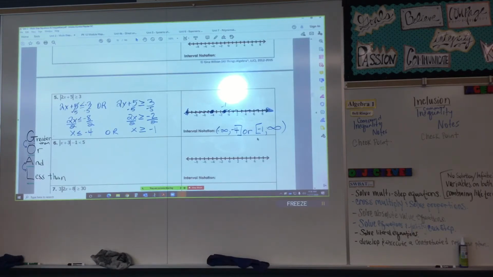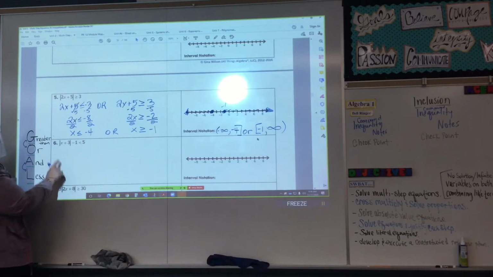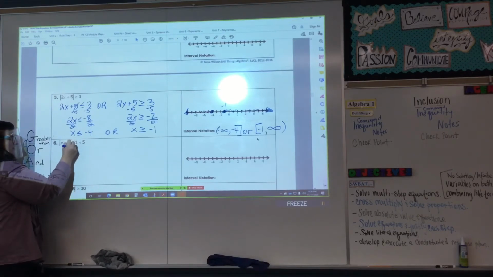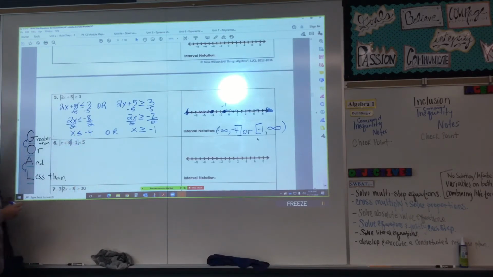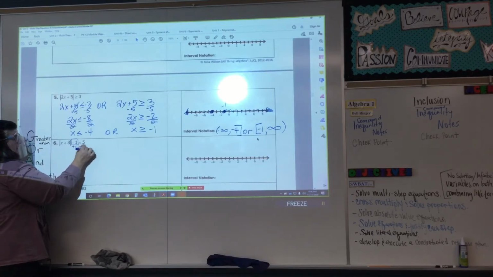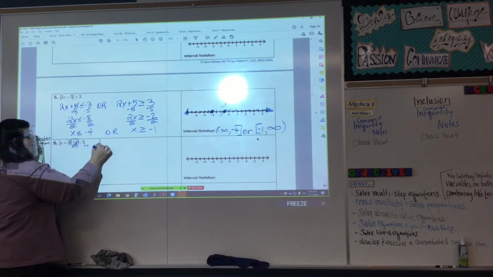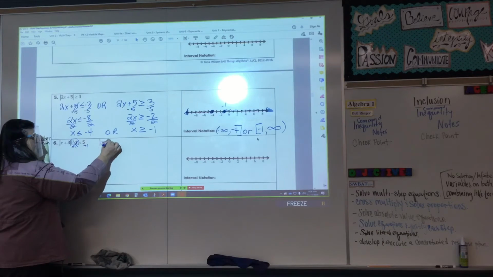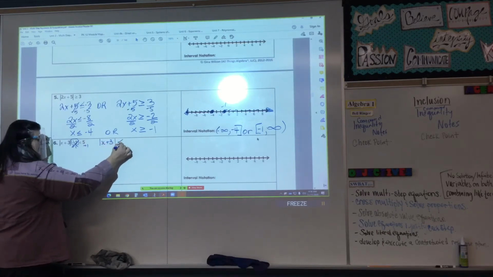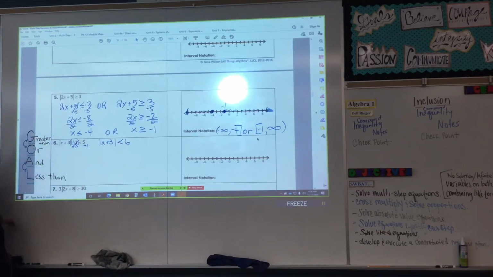Not too bad. Looking at number 6, I can't go any further until I get rid of this thing right here. That is not in the absolute value. So how do I get rid of that? I do the inverse operation. I add 1, getting rid of that. So now I will have the absolute value of x plus 3 less than 6.